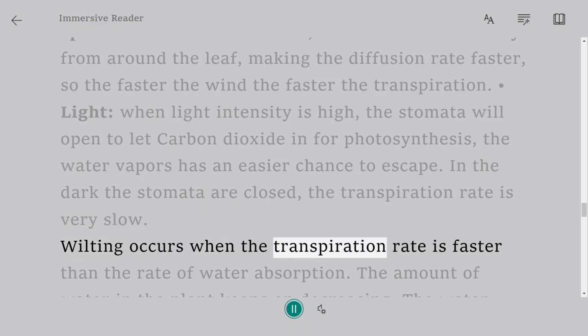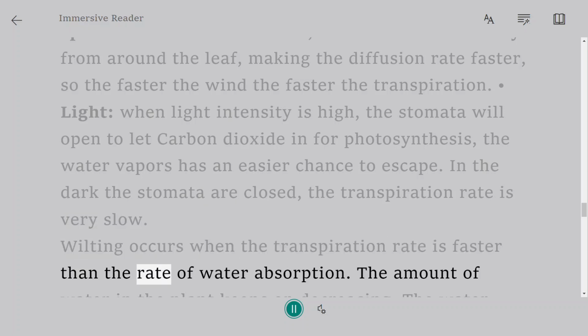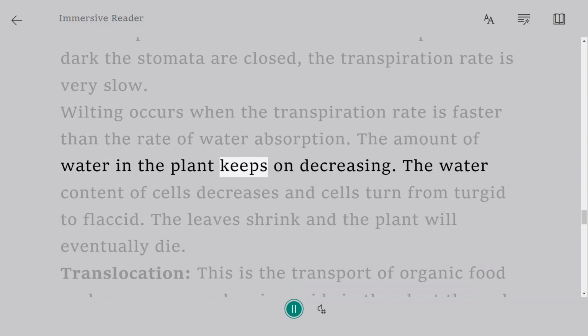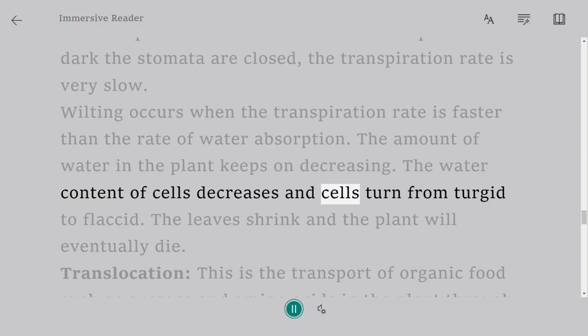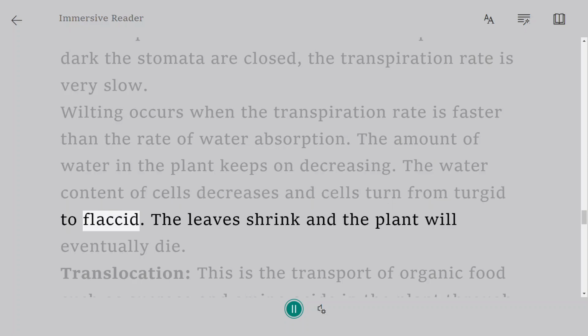Wilting occurs when the transpiration rate is faster than the rate of water absorption. The amount of water in the plant keeps on decreasing. The water content of cells decreases and cells turn from turgid to flaccid. The leaves shrink and the plant will eventually die.